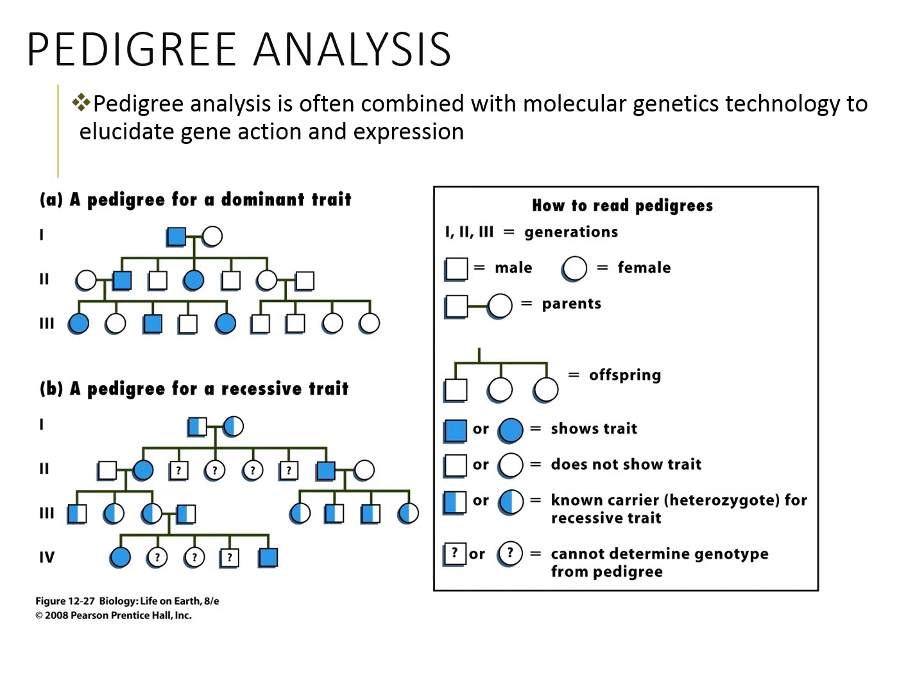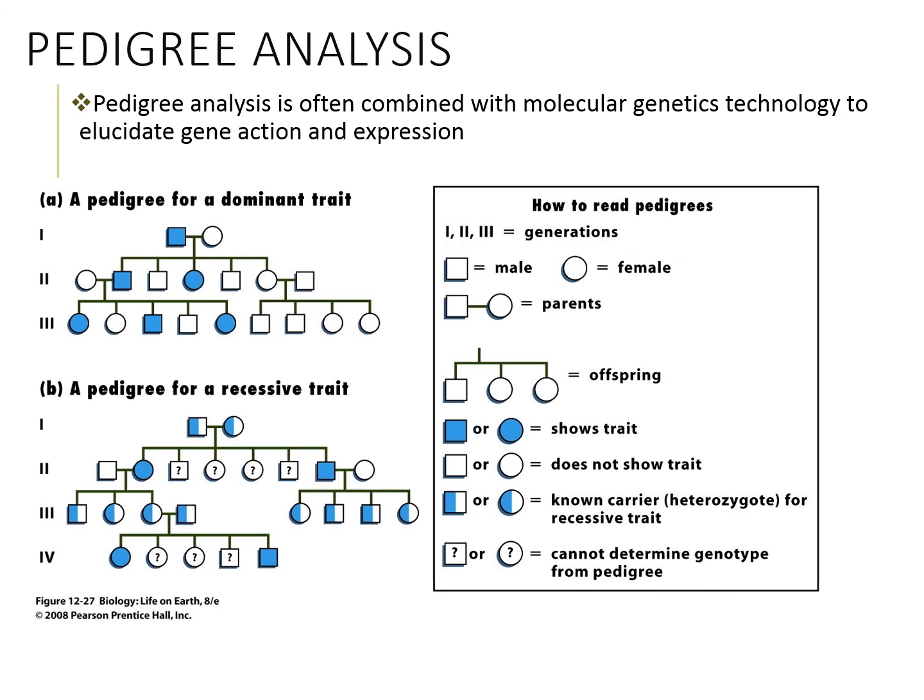Pedigree analysis. Pedigree analysis is often combined with molecular genetics technology to elucidate gene action and expression. So what are the codes? Males are square, and you can choose any mnemonic device you want to remember this, but I'm not going to ask you to memorize that males are square. I always just think males are square. Don't be a square. Okay, I don't know. Females, they are circles.